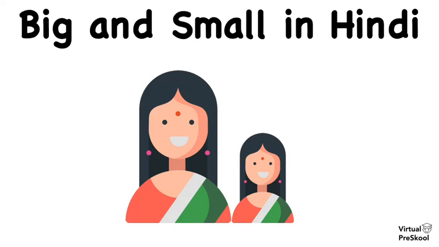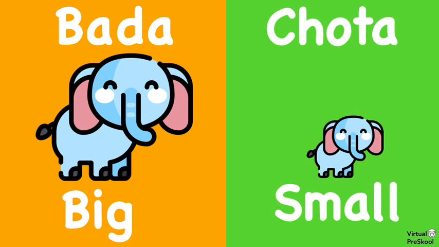In this video, we are going to review how to say big and small in Hindi. We're also going to use these words to speak sentences. How do we say big in Hindi? Bada, bada. Say it with me. Bada. And small is chota, chota. Say it with me, please.